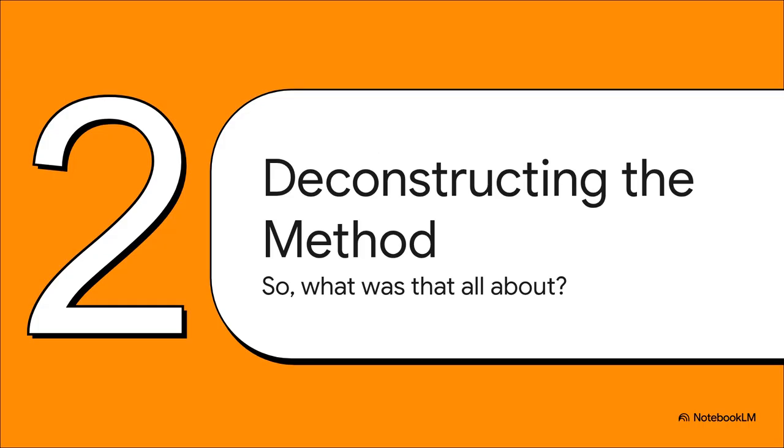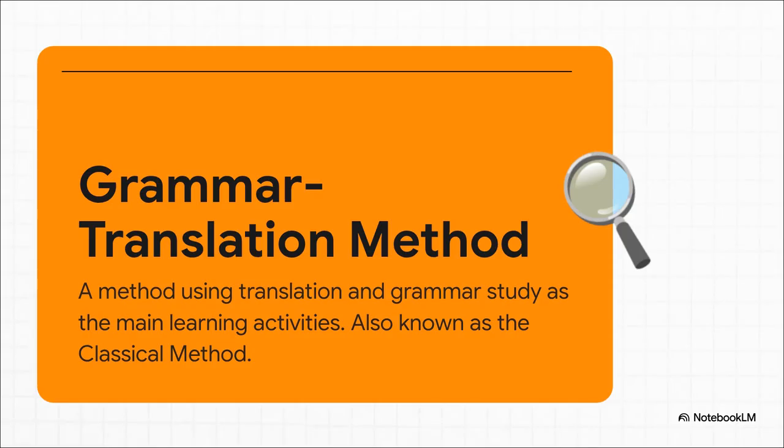Okay, so we've seen what the classroom looks like. Now it's time to pull back the curtain and really understand the why. What exactly is this grammar translation method? And what are its core principles? Let's break it down. The entire philosophy is right there in the name, grammar and translation. Those were the two pillars, the main events in the classroom. It's also sometimes called the classical method, and that's a big clue, because it was originally designed to teach classical languages like Latin and Greek.